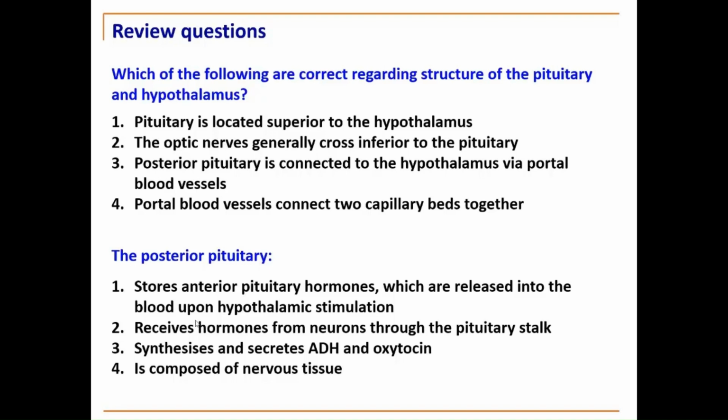The posterior pituitary is connected to the hypothalamus via portal blood vessels. That is also incorrect. The posterior pituitary is connected to the hypothalamus via its neurons. The axon runs all the way down the pituitary stalk. Portal blood vessels connect two capillary beds together. That is correct.